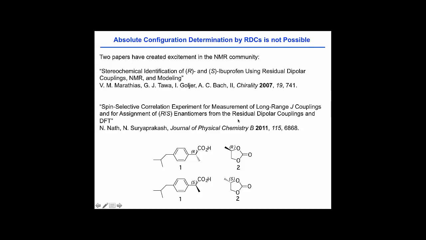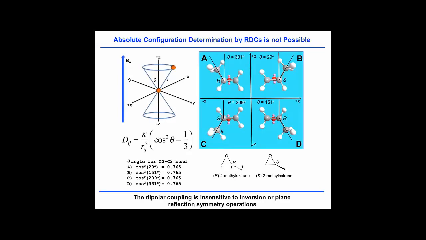And why is this wrong? Because if we use just the equation of RDCs, for example just this one in solid state, you can see, because this is a cosine square, and I just drew this example for this compound. The equation of dipolar coupling is insensitive to inversion and reflection. That is why it is another NMR parameter with which you cannot determine absolute configuration. You can only determine relative configuration.